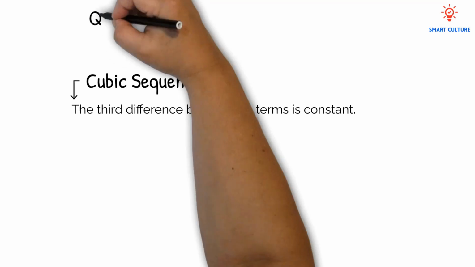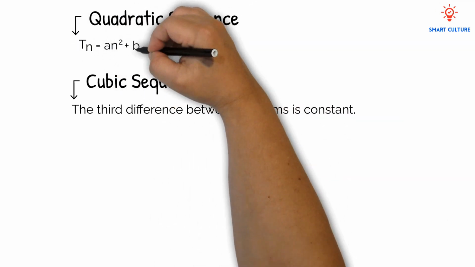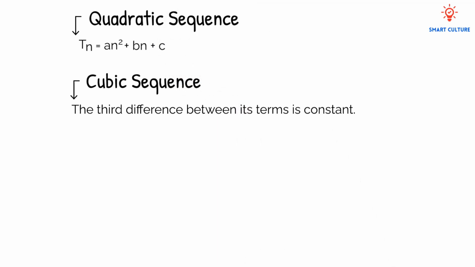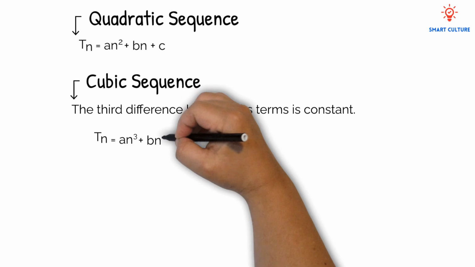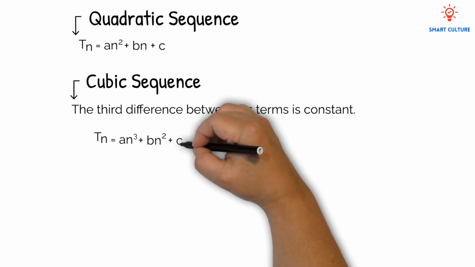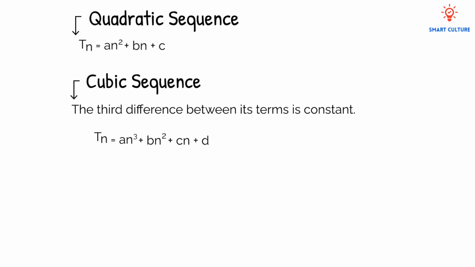When we learned about quadratic sequences, we used the formula Tn is equal to n squared plus bn plus c. Now, when we work with cubic sequences, we'll use a different formula. We'll use Tn is equal to an cubed plus bn squared plus cn plus d. We can determine the rule for a cubic sequence by using the following four equations.